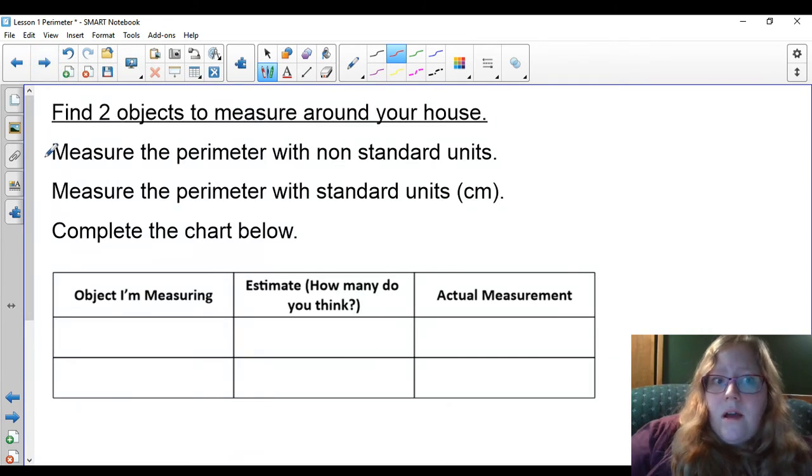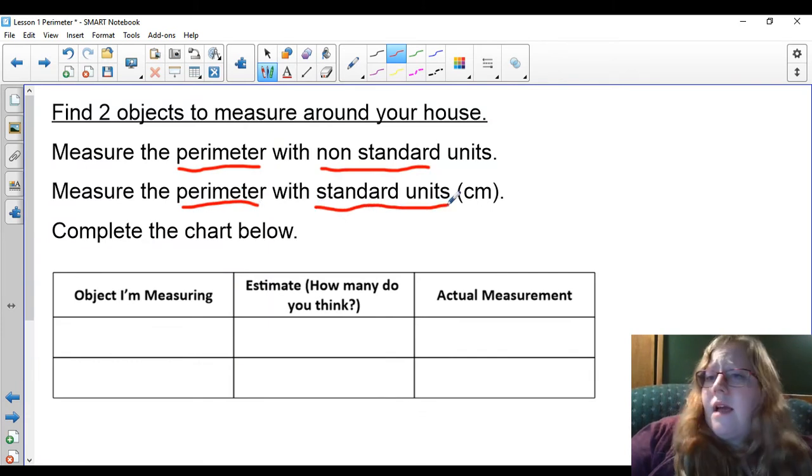So your job today, this week, is to find 2 objects to measure around your house, and you're going to measure the perimeter, and you're going to do it with non-standard units, so some kind of math manipulative that you find around your house, and you're going to measure the perimeter with standard units, like a centimeter. If you don't have a measuring tool, like a ruler or a measuring tape at your house, that's okay. You can still do your estimate and then just leave the actual measurement blank.